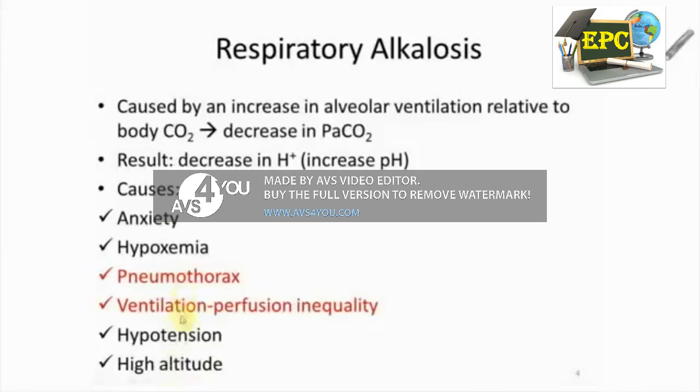Now I put these two in red because many students have problems with pneumothorax and VQ mismatch. Well, basically, pneumothorax will result in atelectasis, and atelectasis is basically when we'll have a pulmonary shunt. So the rest of the lungs that are working are basically going to go into a hyperventilating state, which will flush out all of the CO2. Same thing happens with VQ mismatch. In VQ mismatch, we have both hypoxemia and hyperventilation.